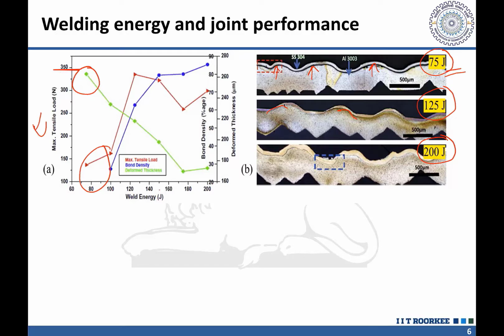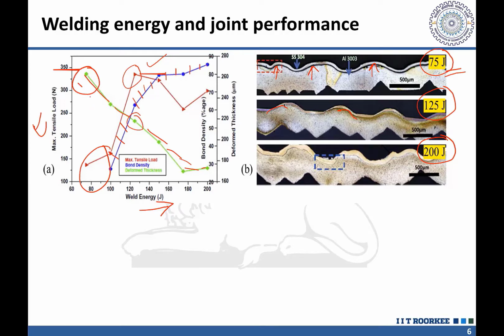But when we increase the amount of energy supplied, the interfacial bonding improves the joint strength. At the same time, the deformed thickness of the base metal is also decreased. You see this green line is indicating that the deformed thickness, that is the thickness of the parent metal, is getting decreased, but the joint strength is getting improved, and the bond density or the bonded zone is also getting increased. So this is a very interesting thing.